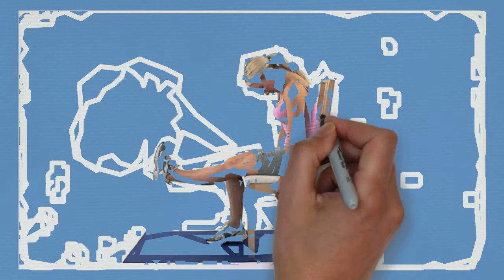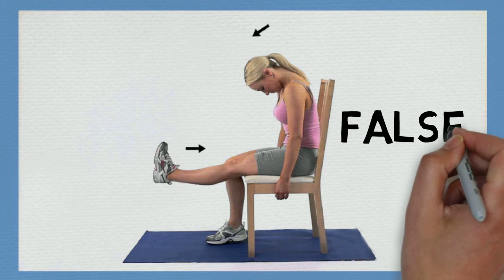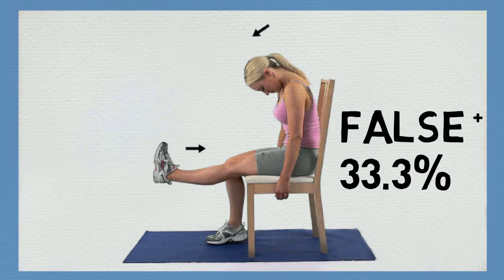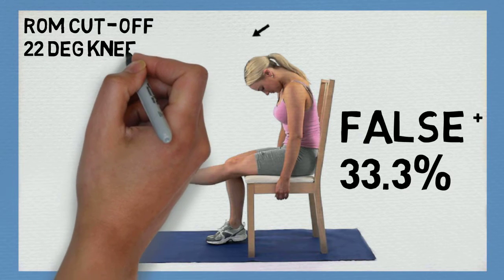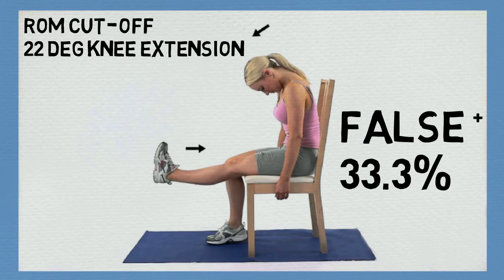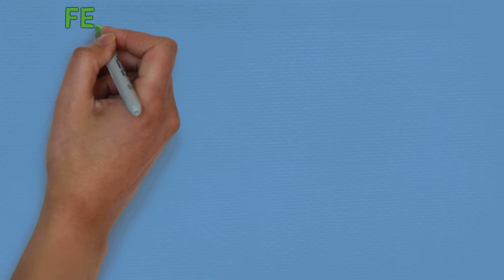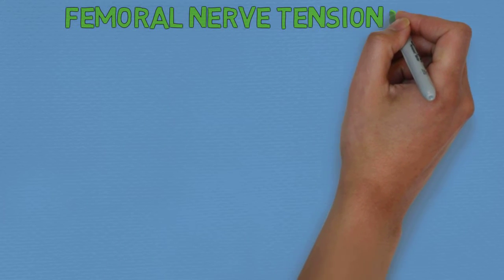The order in which the test is performed is believed to influence the direction of the neural glide. This may also affect the reproduction of the patient's symptoms. According to Davis, after studying an asymptomatic population, the false positive rate for the SLUMP test is 33.3%. This finding is also supported by Coulart. Davis determined a cutoff range of motion measurement for the SLUMP test to be 22 degrees of knee extension.